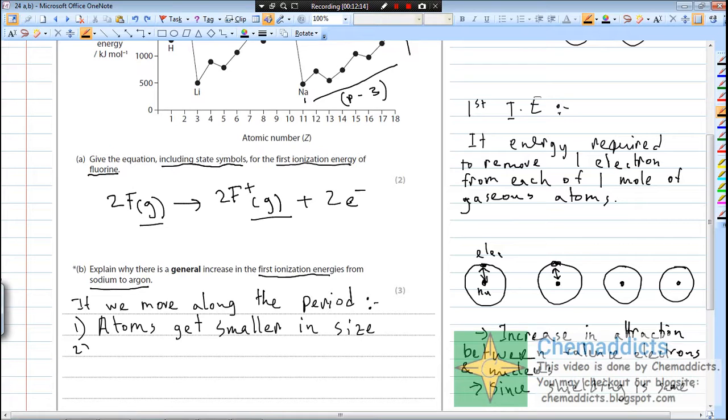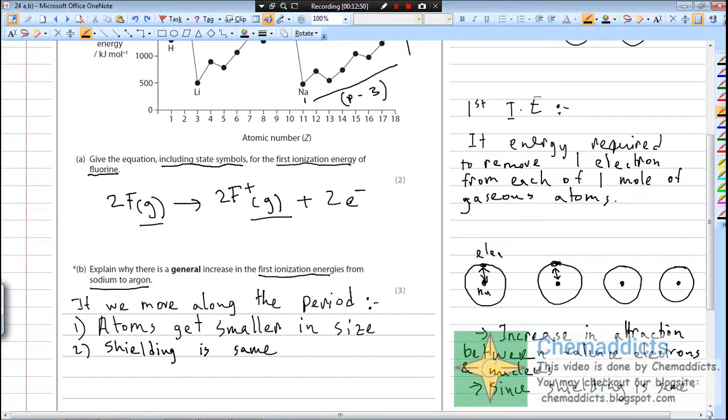There is another point that we have come to know, that shielding is the same. So the atoms get smaller in size because shielding is the same. Shielding remains the same. Okay, shielding is constant.